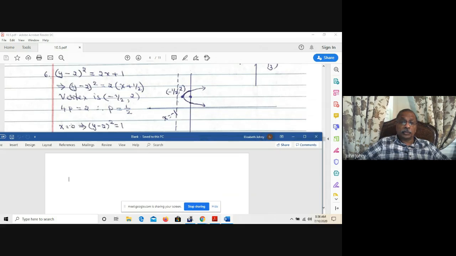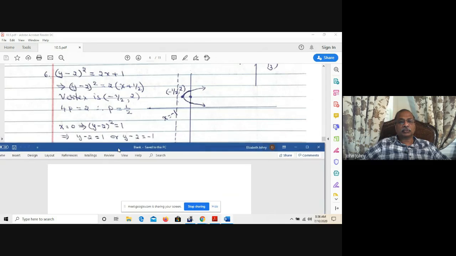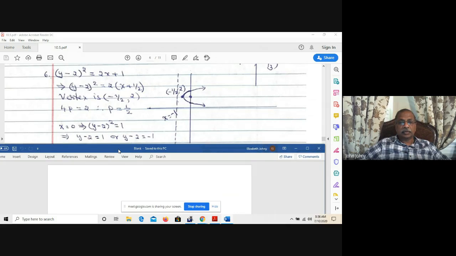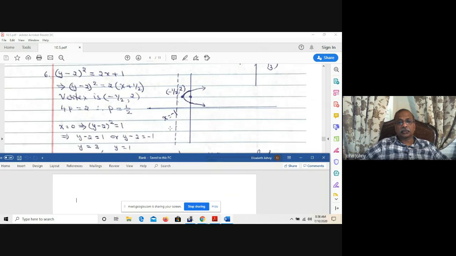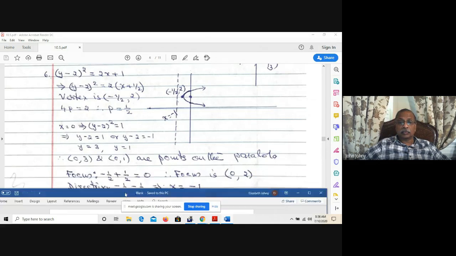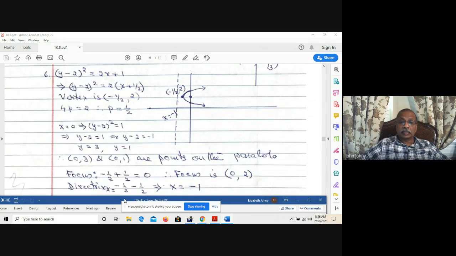In order to draw the graph, you need at least 2 more points. So set x is equal to 0, which means you are going to find where the graph crosses the y-axis. So x is equal to 0 means (y minus 2) the whole square is 1. That is y minus 2 is equal to 1 or negative 1. That is y is equal to either 3 or 1. So this is y is 3, this is y is 1, and these are our points.